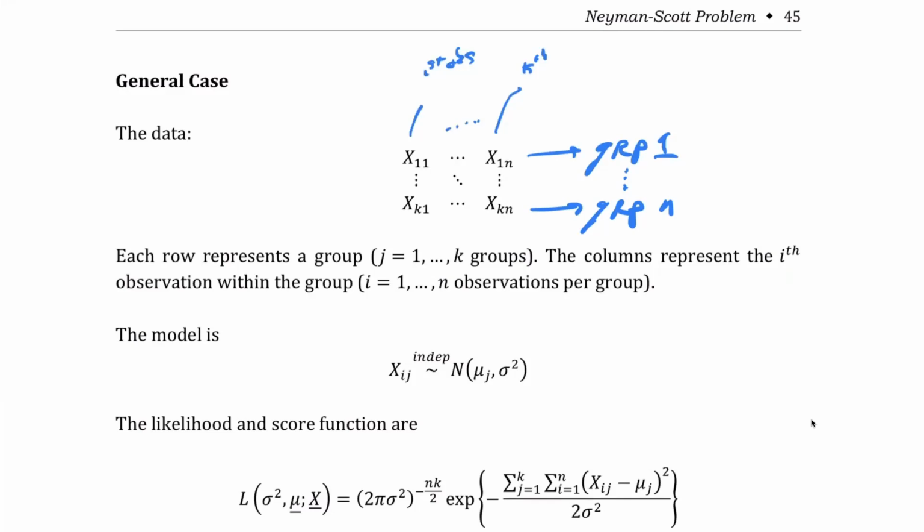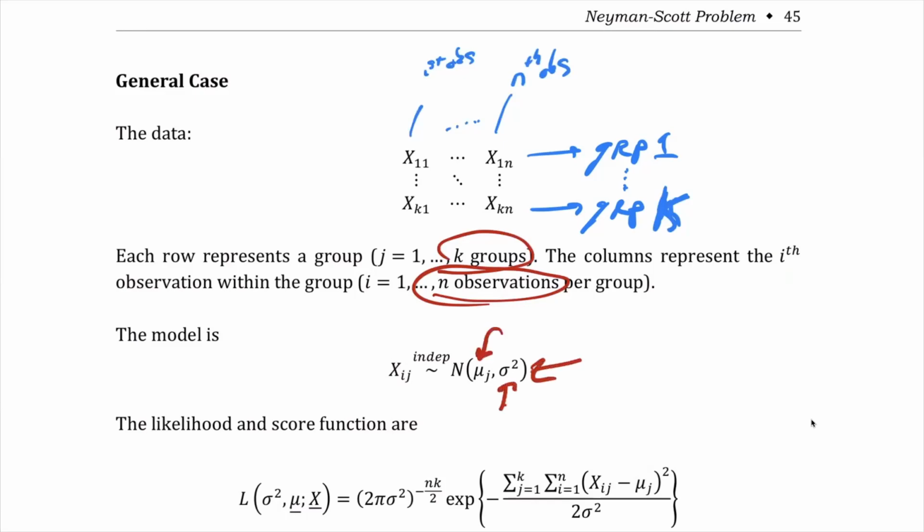Let's see. We have K groups. I'm sorry, let's correct that. We have K groups and we have N observations in each group. I am totally messing up the notation here. So in each group, we have N observations and we have K groups. N observations per group. So our model is still this normal model with the fixed variance, but a different group mean.